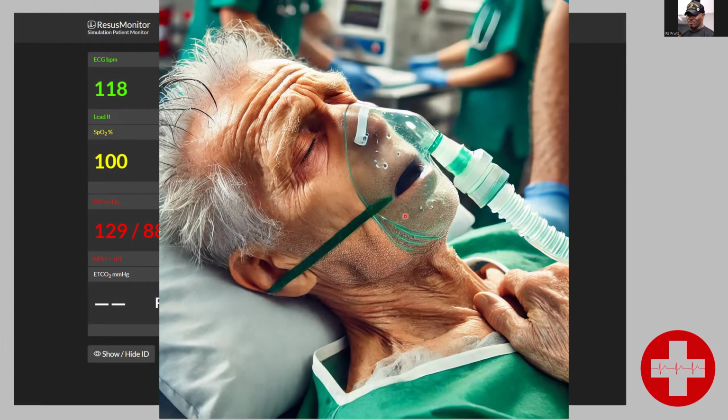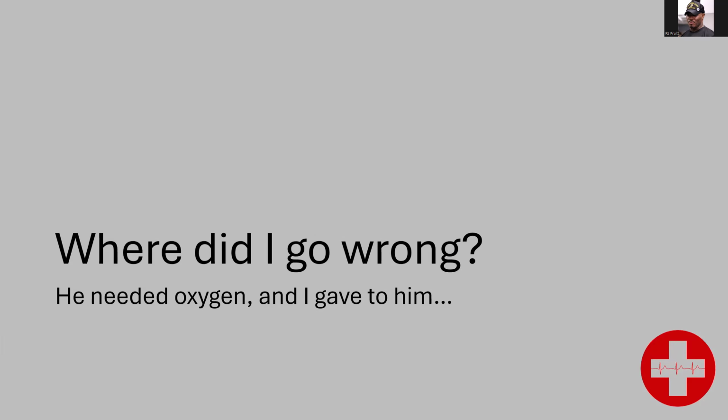Basically, the question we're trying to answer with this CME is why does our patient look worse after we got their SpO2 up? He needed oxygen, I gave him the oxygen, and basically, we say historically in EMT classes that this is the hypoxic drive. And we'll get into more why we think of it that way in a minute.